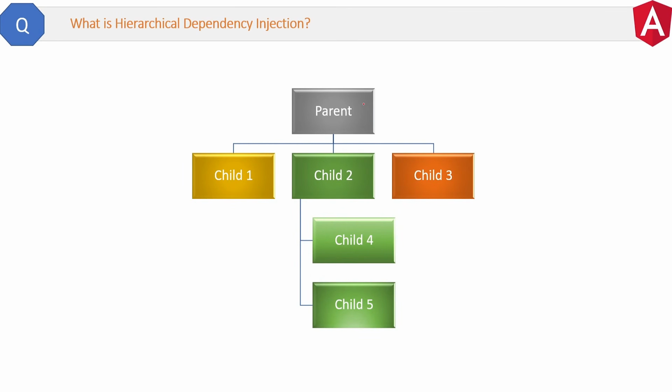As per Angular, if we inject the service here in the parent component with the help of provider, then it will be available to all its child components. And if we inject the service here, then it will be available to the child's components but not to the parent and to the sibling components. So that is the hierarchical dependency injection. Now let's see the code.